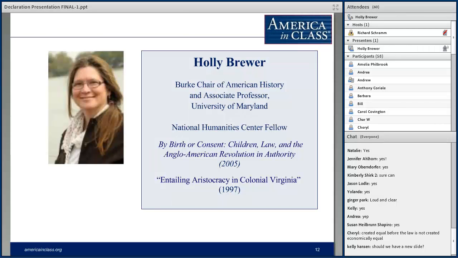Lincoln's Gettysburg Address in 1863: 87 years ago, our forefathers brought forth on this continent a new nation dedicated to the proposition that all men are created equal. Martin Luther King's I Have a Dream speech in 1963: I still have a dream deeply rooted in the American dream. One day this nation will rise up and live up to its creed. We hold these truths to be self-evident that all men are created equal. Both argued that the Declaration's principle was meant to apply to all men.